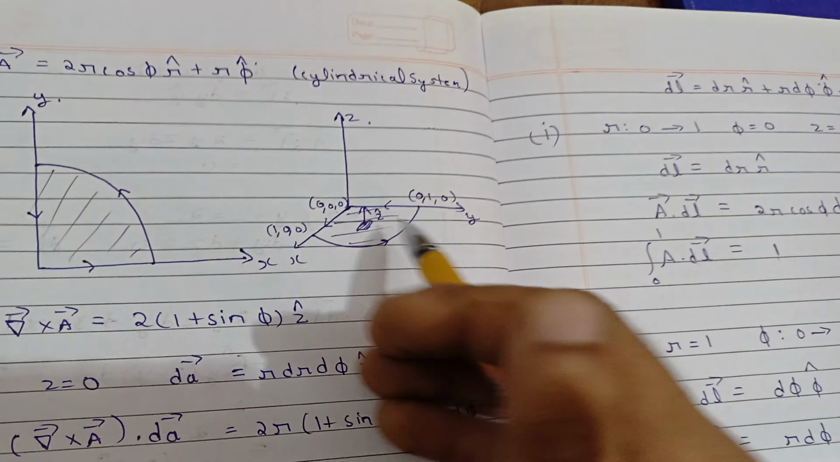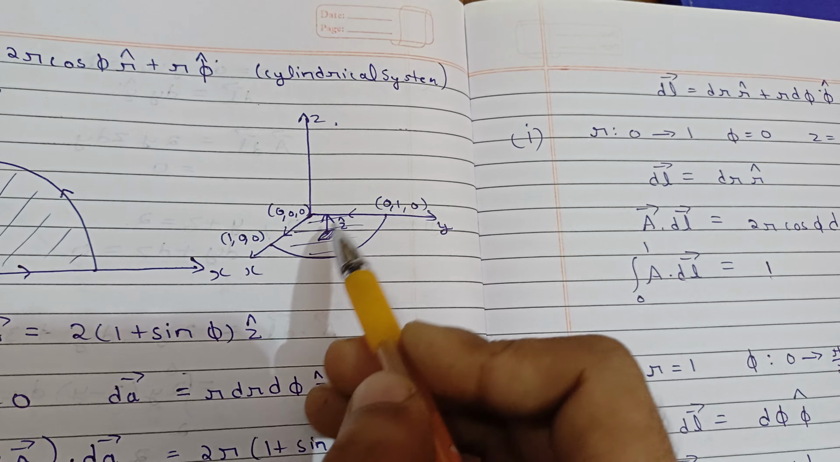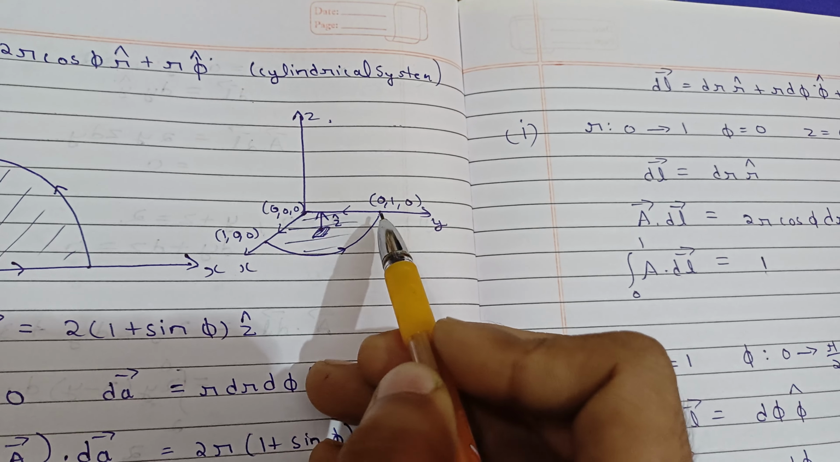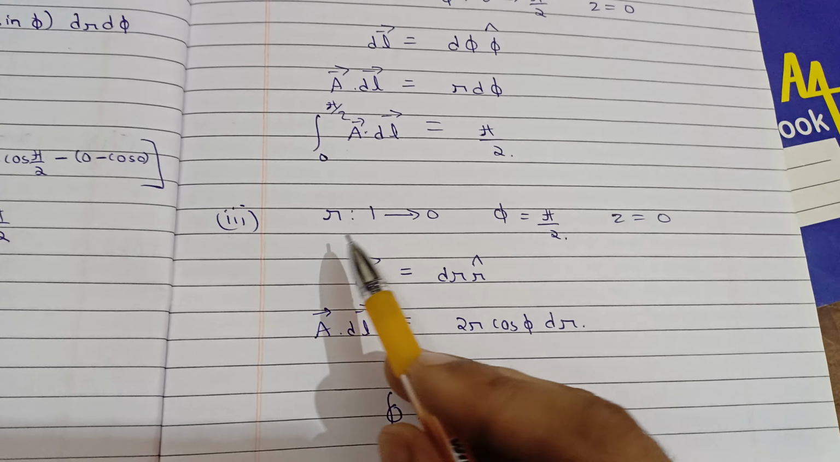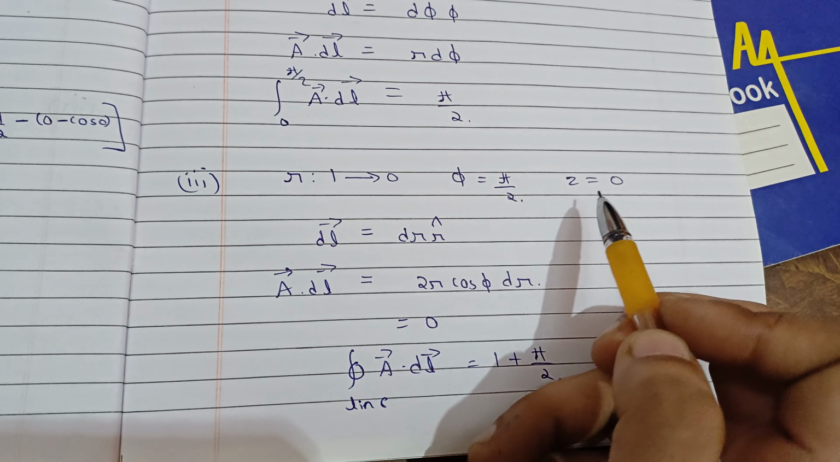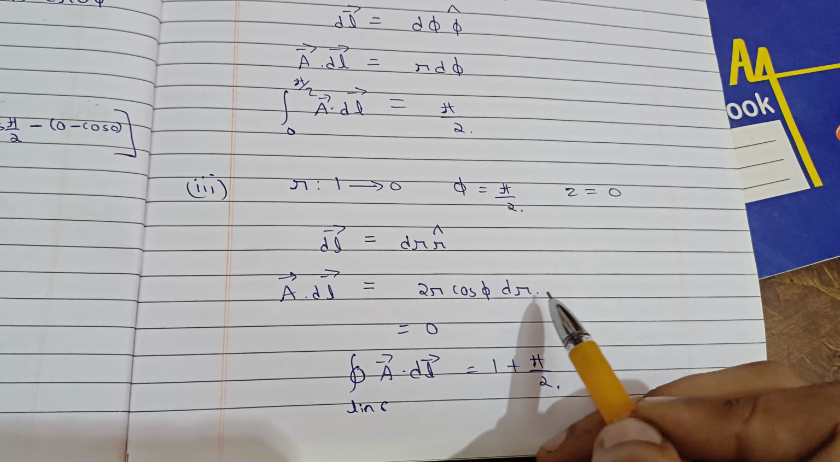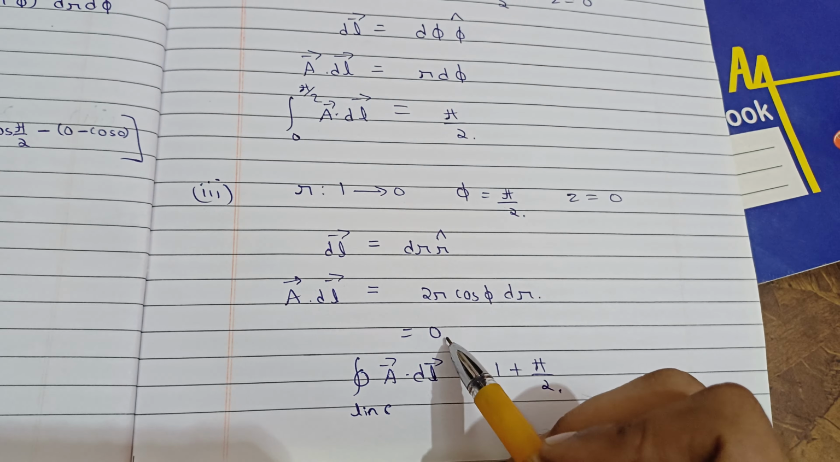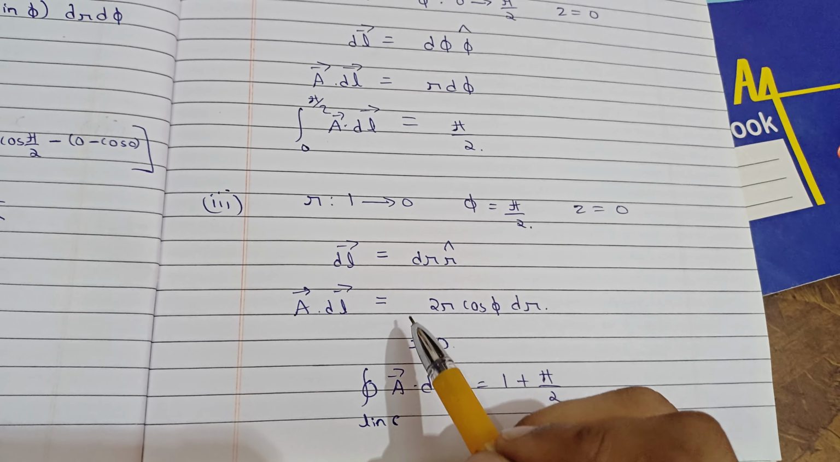Now for this third one, phi is equal to pi by 2, that is fixed. r is going from 1 to 0, and z equal to 0. So r 1 to 0, phi pi by 2, and z equal to 0. So d phi will be 0, dz will be 0, and dl will be dr r cap. So A dot dl will be 2r cos phi dr. Now phi is pi by 2, so cos will be 0, and this integral will be 0 for the third segment.